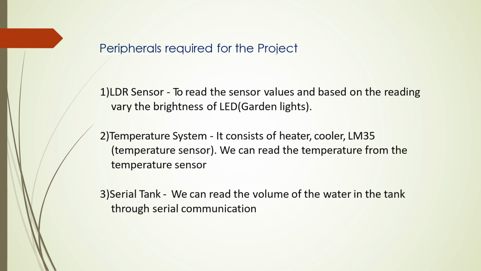And peripherals required for the project. LDR sensor to read the sensor values, and based on the reading it varies the brightness of LED. If the brightness is very high, such as the light intensity is very high, then the LED is off. If the brightness is lower, that is the intensity is very low, then the LED starts glowing, that is said to be on. Coming to the second one, temperature system.